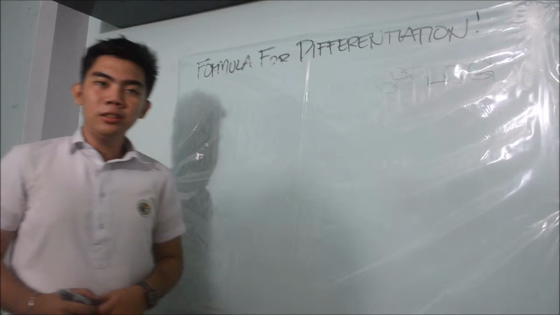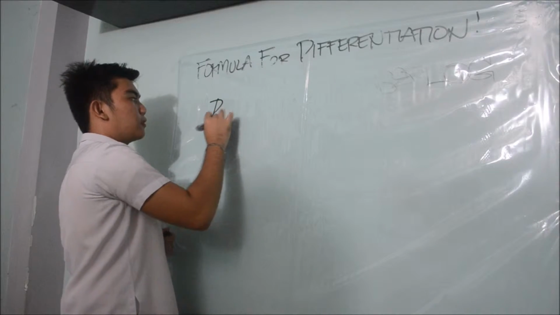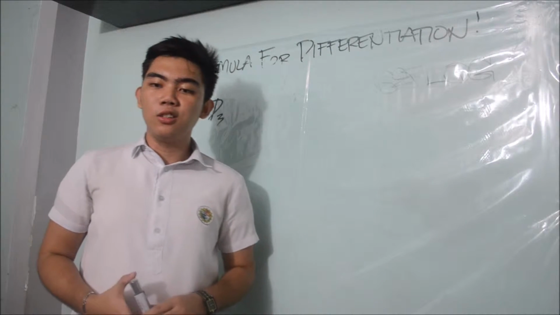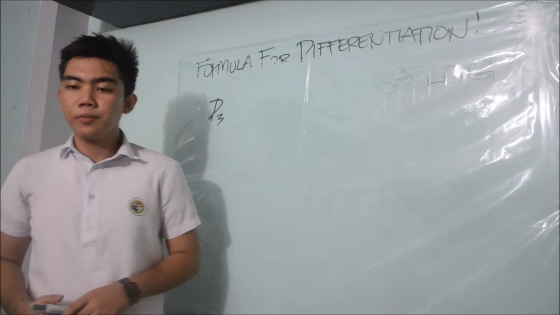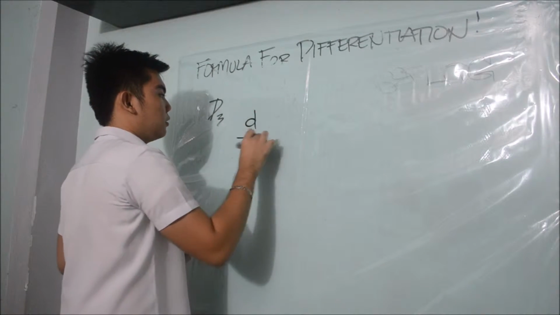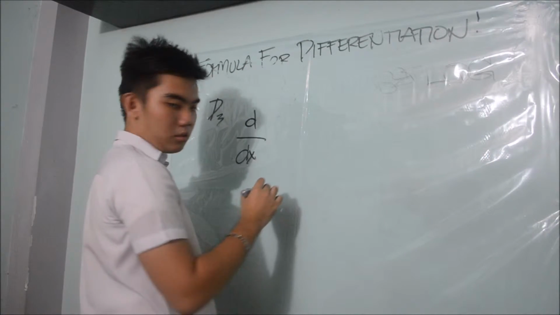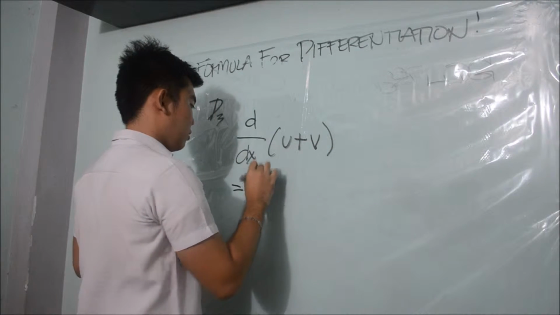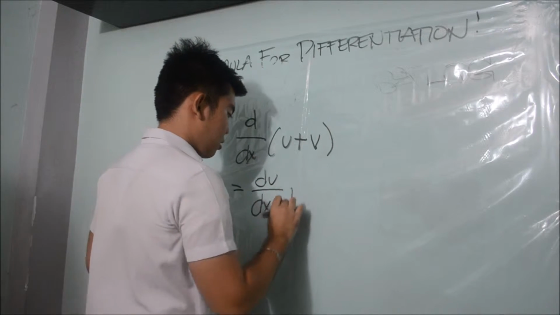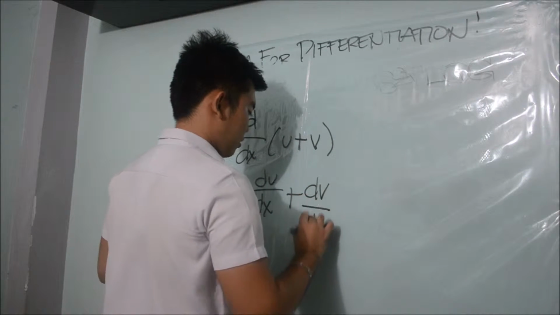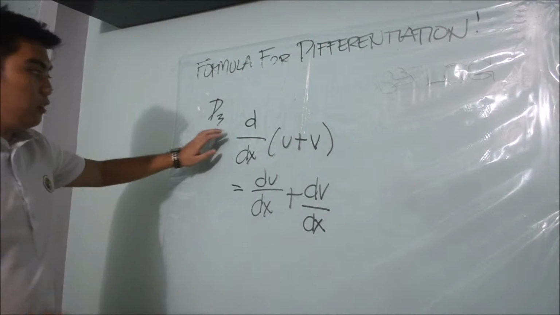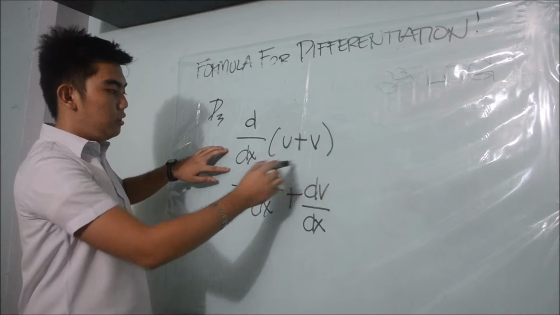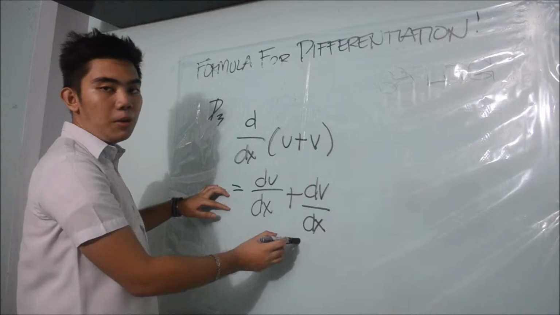The third formula for differentiation is D3. The derivative of an algebraic sum of two functions is equal to the sum of their derivatives. Our formula is d over dx times the quantity u plus v is equal to the derivative of u plus the derivative of v.